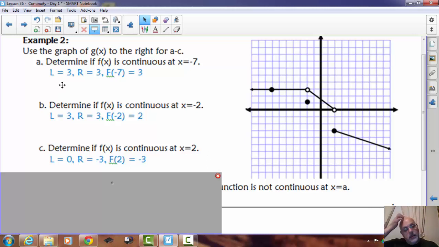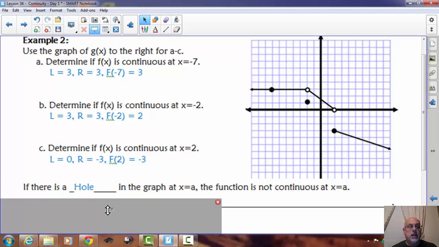So if you look at A, approaching from the left, approaching from the right, and evaluating f of negative 7 all yield the same answer of 3. So this is continuous at x equals negative 7. When we evaluated x equals negative 2, approaching the function from the left and the right gives you a limit of 3. But f of negative 2 is 2. No, it's 1. There's a typo. So f of negative 2 is 1. Therefore, the function is not continuous.